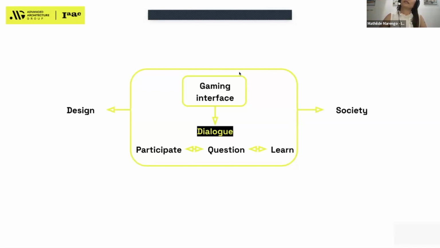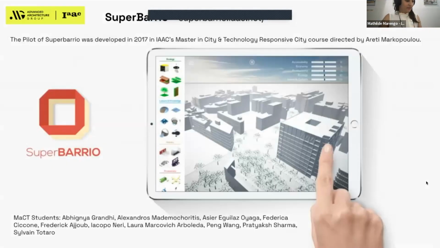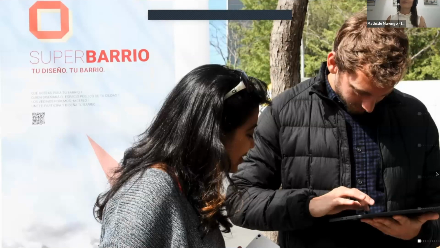In order to do this, we decided to develop a gaming interface platform. This platform is in fact the Super Barrio platform. The platform was initially developed within the context of the Master in City and Technology, which we will hear more about later on today, and was developed within the context of the Super IA pilot project, the initial stage of the Superblock. Fundamentally, what we did was implement this gaming platform that would enable citizens to actively participate in the design of this new superblock, which had emerged recently.